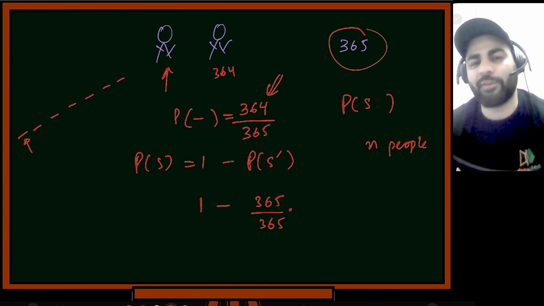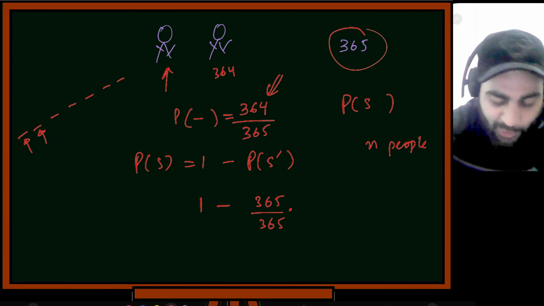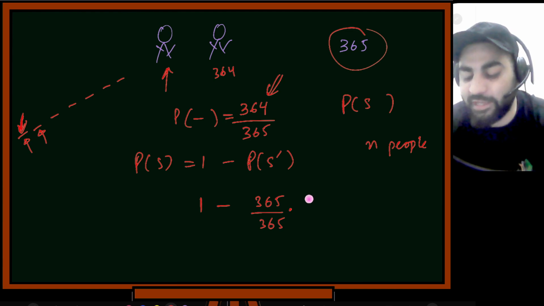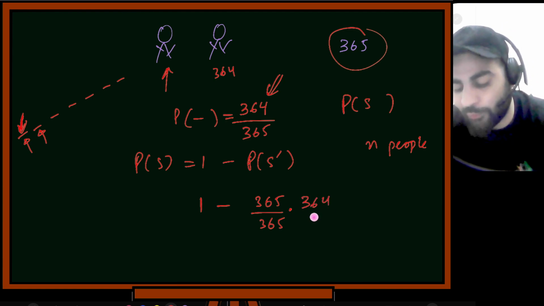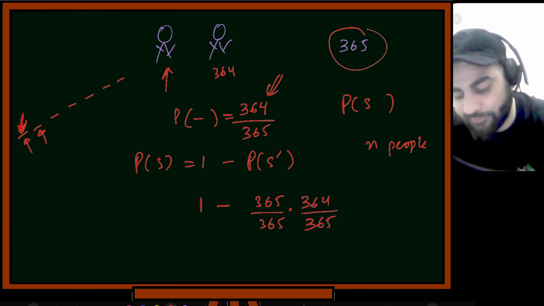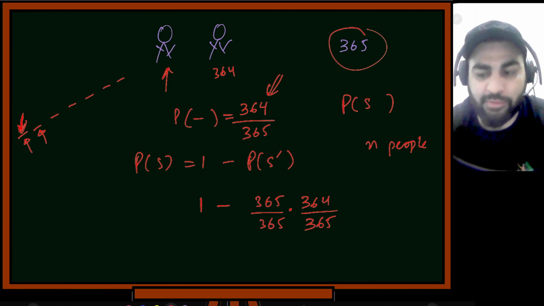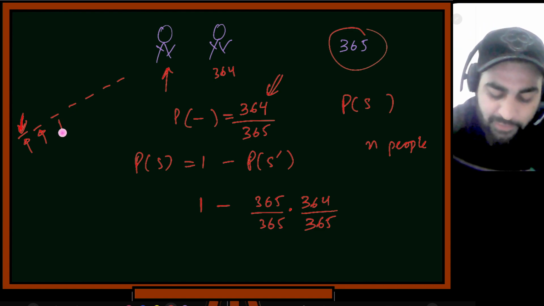So what will happen for the second person? For this person, how many choices are there now? Now one choice is gone, because this guy took the one choice. So he's left with only 364 choices out of 365. Okay. And then what is the probability for this third person?